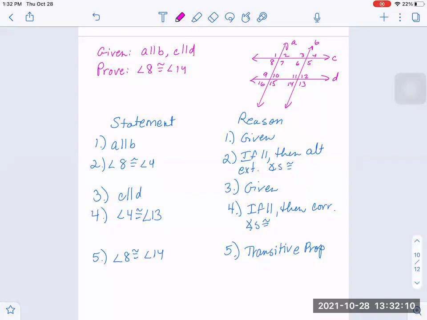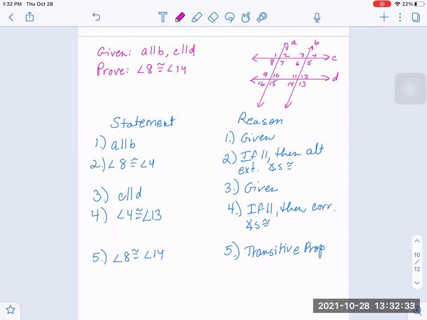Now, here's the goal when you're doing this. If you want to say 8 is congruent to 14, what you need to do is find an angle that's congruent to 8 because of the parallel lines, that is also congruent to 14 using the other set of parallel lines. I don't know if that's a typo, but you put angle 13.